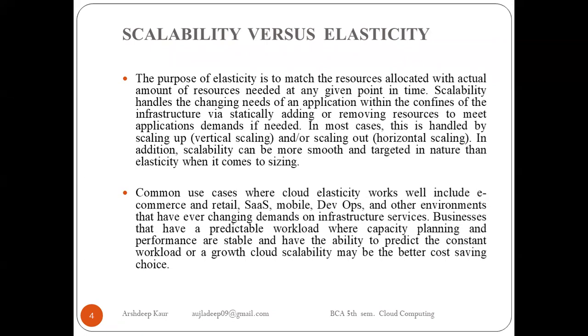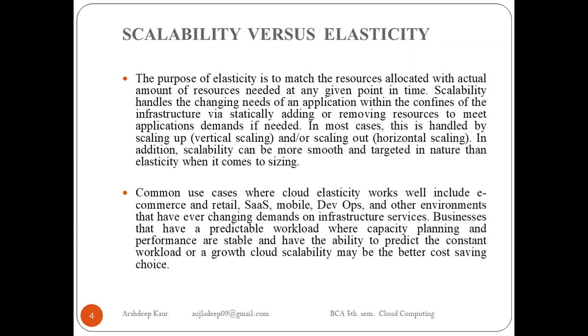In most cases, this is handled either by scaling up, which is called vertical scaling, or by scaling out, which comes under the category of horizontal scaling. Scalability can be more smooth and targeted in nature than elasticity when it comes to size. When we have to work with the size of a database or the size of files, scalability is considered best as compared to elasticity.